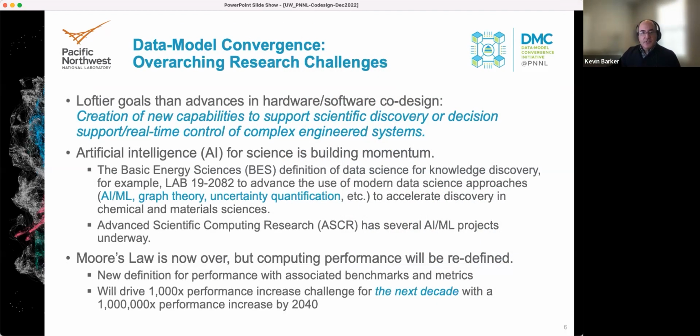So, that's kind of the introduction of PNNL and the HPC group. And now I'll dive a little bit more into DMC, or the Data Model Convergence Initiative, which is really kind of the meat of this talk. And so what is an initiative? Perhaps I better explain that up front.